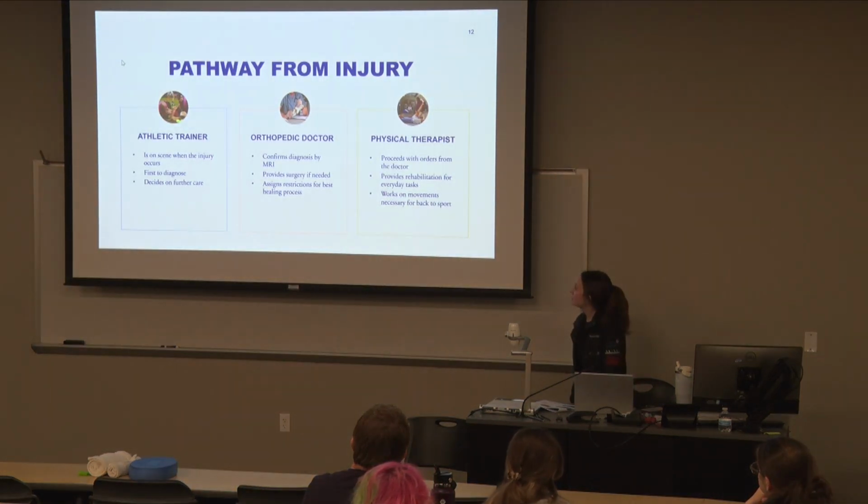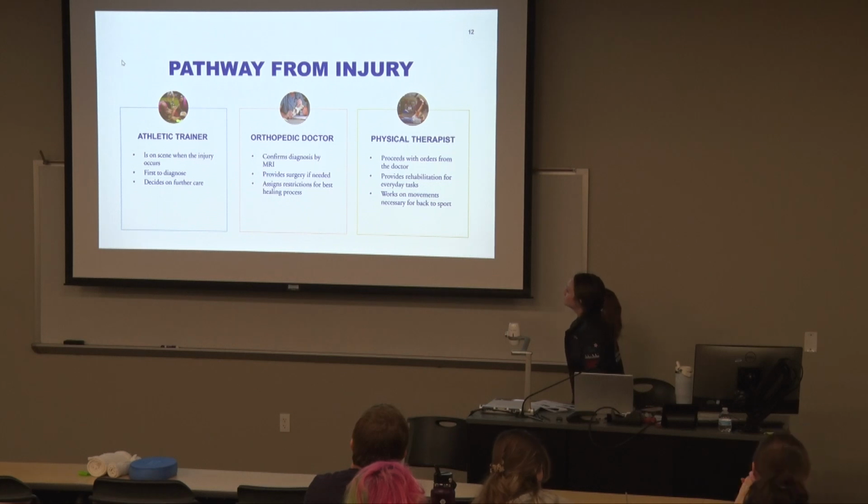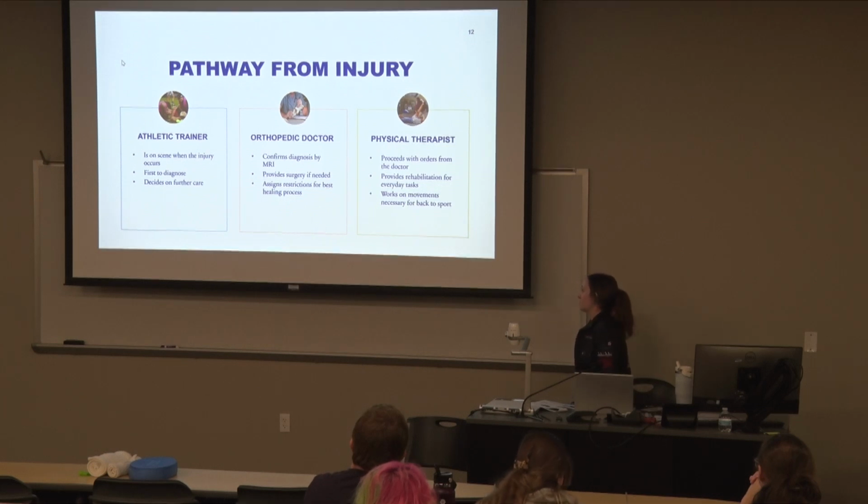And this is the pathway from injury. So say an athlete is playing their sport and they have an injury. You always have an athletic trainer or sometimes a physical therapist on site. The athletic trainer is on scene, the first one to the player to diagnose the injury, and they can decide whether you need more help from a doctor. If it's minor, the athletic trainer can take care of it, but if it's not, you go on to the orthopedic doctor. They basically confirm that you tore your ACL by an MRI, like I said earlier.